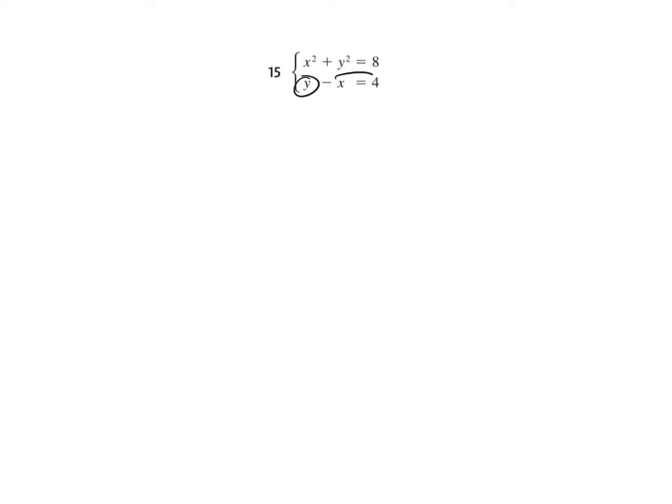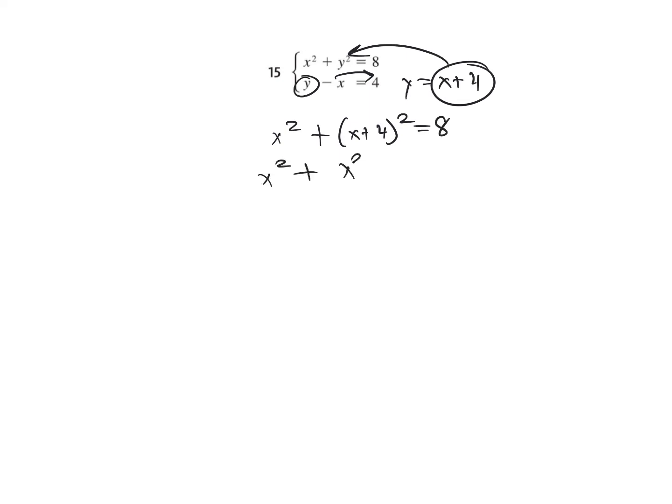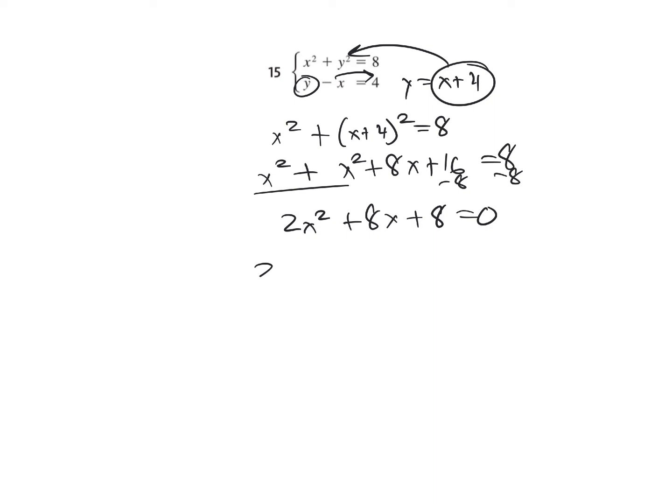Let's solve for y this time. Y equals x plus 4. And substitute that in. X squared plus x plus 4 squared equals 8. So here we get x squared plus 8x plus 16 equals 8. So that's 2x squared plus 8x, and subtract 8 to the left. Factor out a 2.